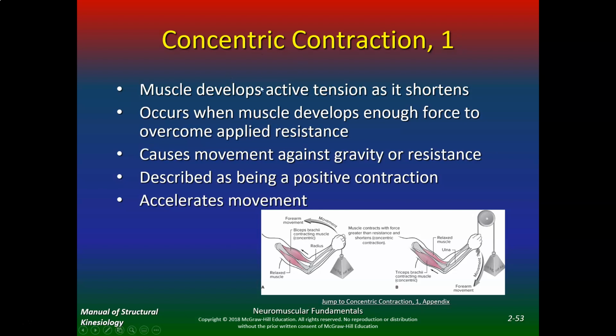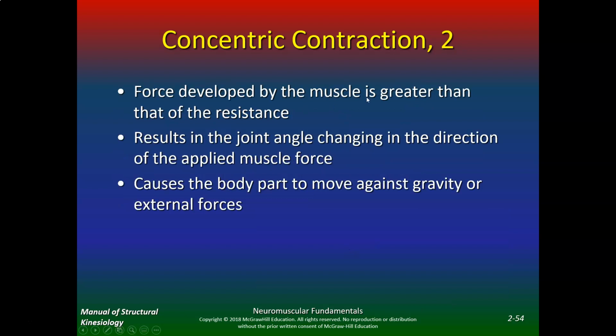In order for a concentric contraction to occur, you have to overcome the 10 kilos. Otherwise, you're not going to. If you just match the 10 kilos, it's going to be an isometric contraction. So your force has to be greater than 10 kilos in order for it to cause a concentric contraction. Hope that makes sense. Force developed by the muscle is greater than that of the resistance. This results in the joint angle changing in the direction of the applied muscle force. It causes the body part to move against gravity or external forces.